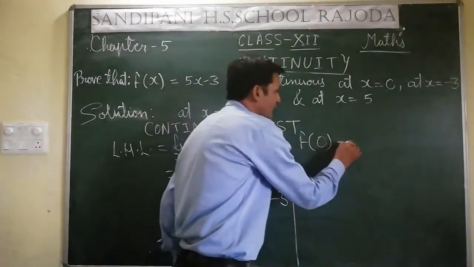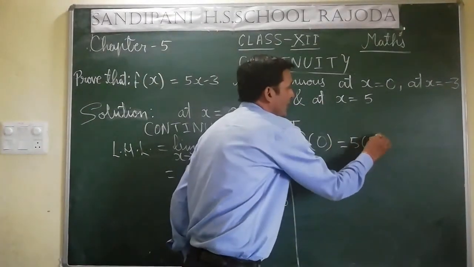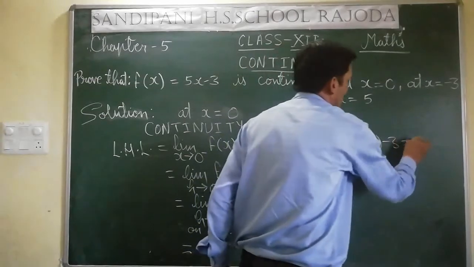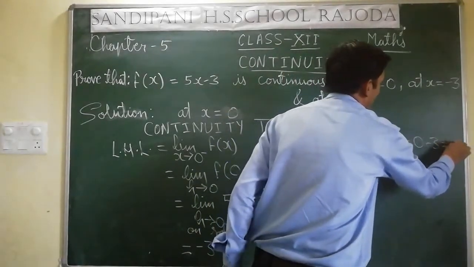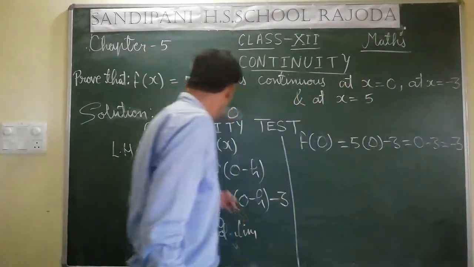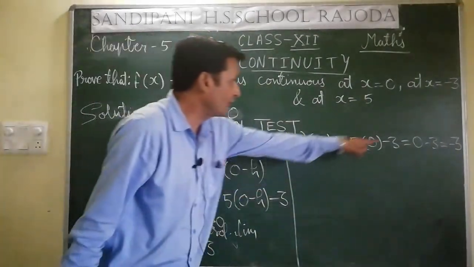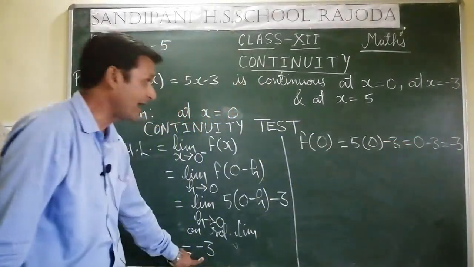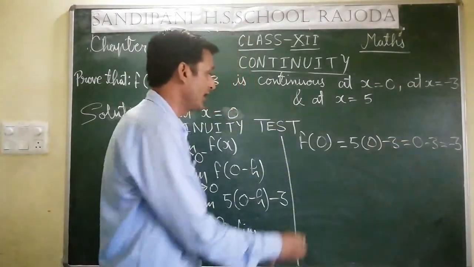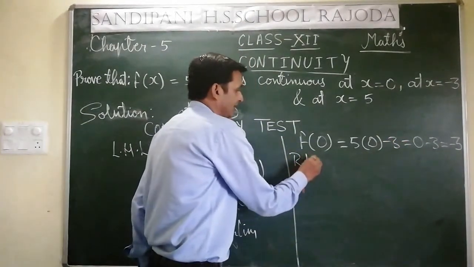So f of 0 is equal to 5 into 0 minus 3, that is equal to 0 minus 3, and it is equal to minus 3. So the left hand limit is equal to f of 0, because this is also minus 3. Now we have to check the right hand limit.